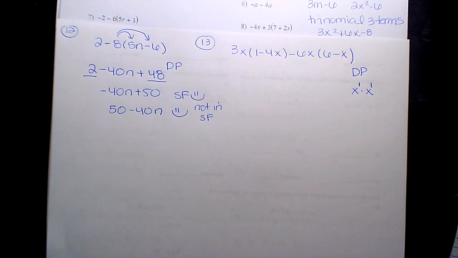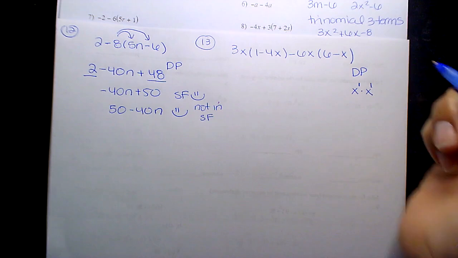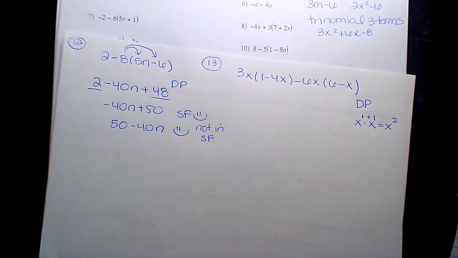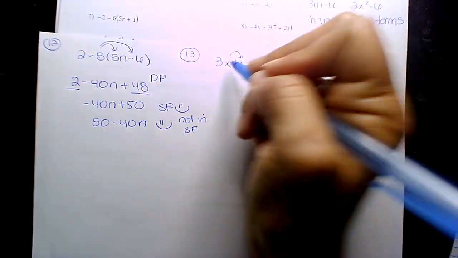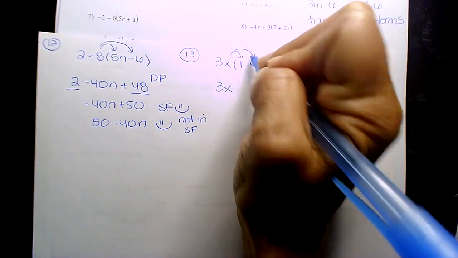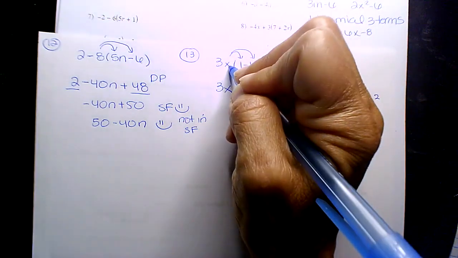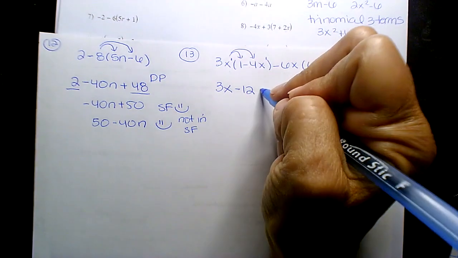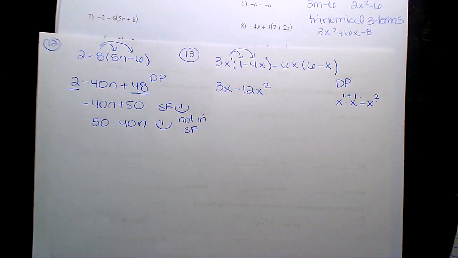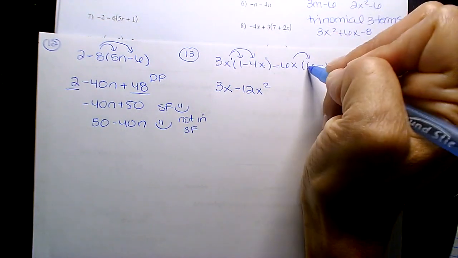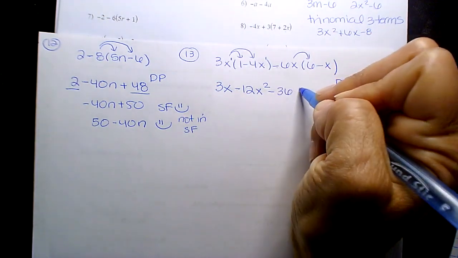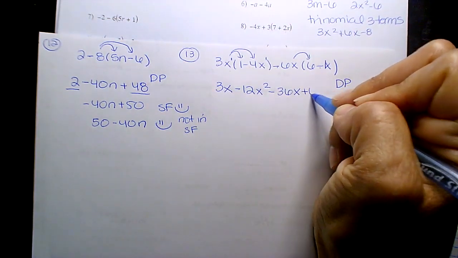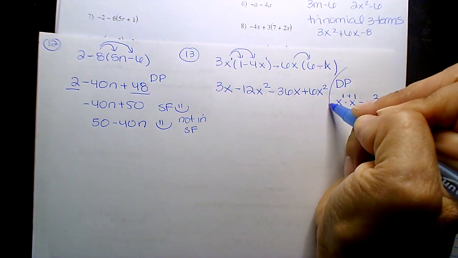So one's implied. So if you have x1 times x1, remember when you multiply bases, you add exponents. So it's x squared, right? So here I would get 3x times 1 is 3x. 3 times -4 is -12x, because this is really x1, and 1 plus 1 is 2, right? So the exponent would be 2. And then you have -6 times x is -36x. And then -6 times -1x is positive 6x squared. I'm running out of space.